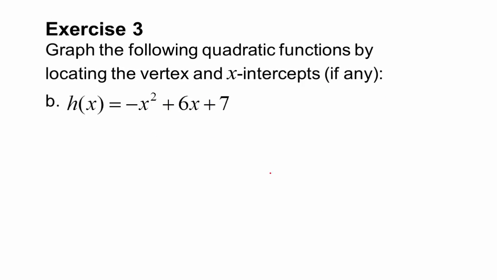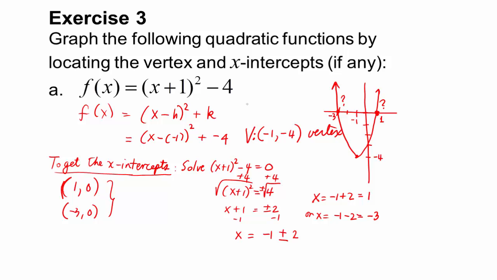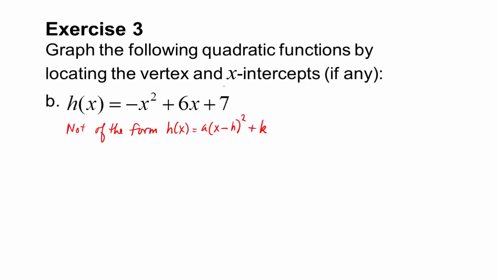Okay, now here is another way of graphing. How do we graph the following? Okay, so it is not of the form h(x) equals a times (x minus h) squared plus k, like the previous slide. You see the previous slide looks like that? See, there's your x minus h plus k. Here, it's just the usual quadratic form. So if it's not of this form, then you use the formula.